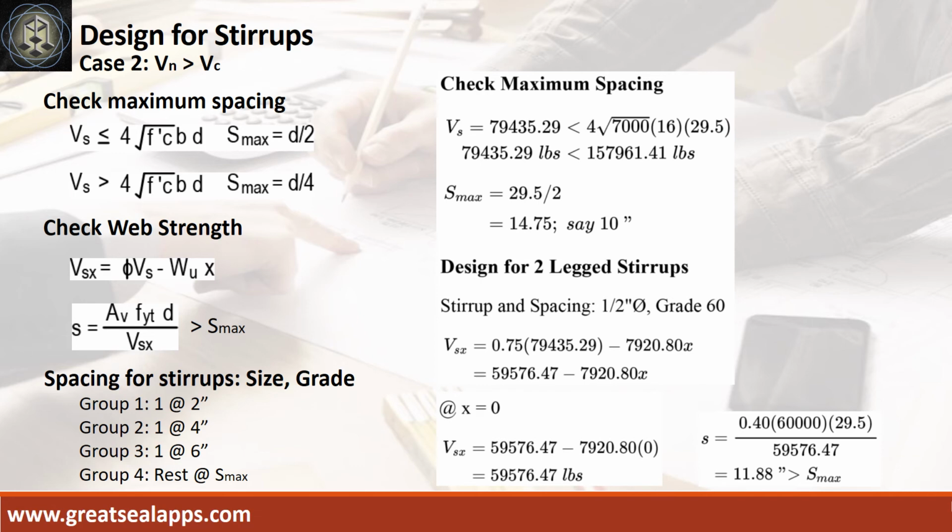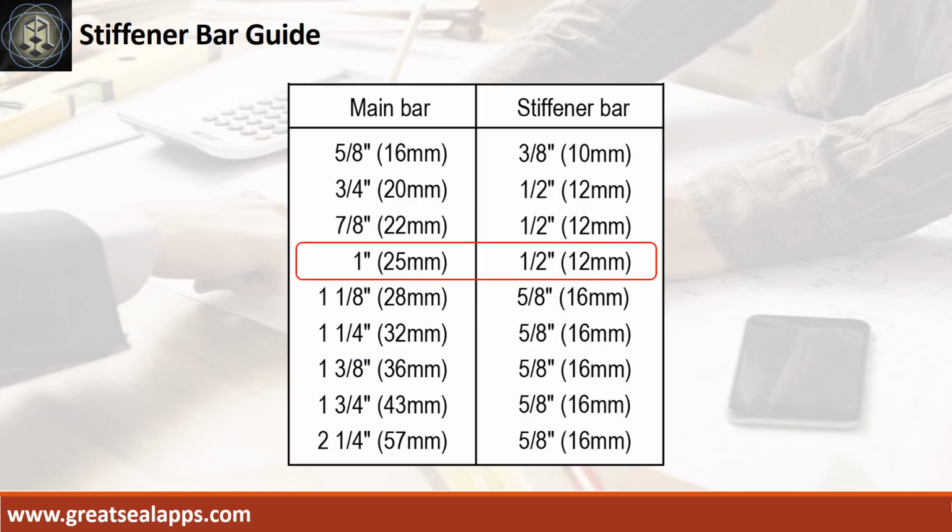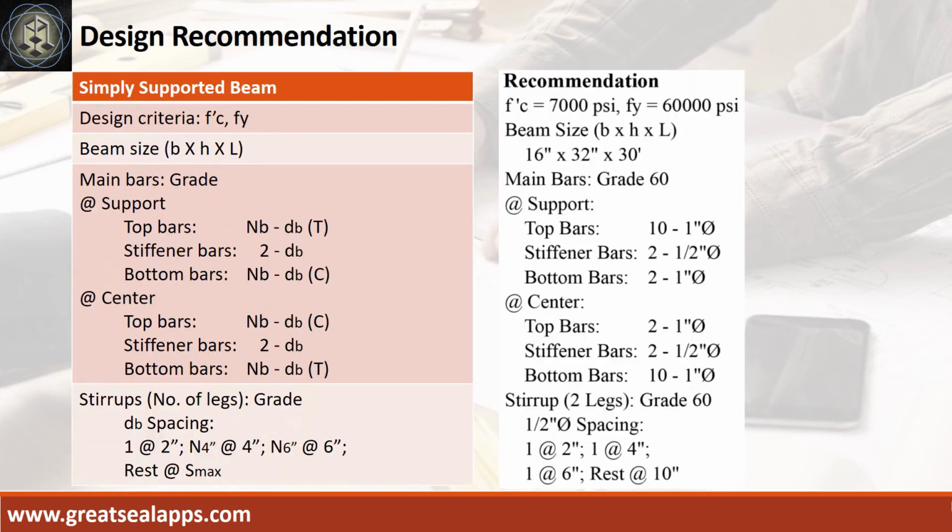Maximum spacing is 10 inches. The shear force at the face of support is 59,576.47 pounds, and the initial spacing is 11.88 inches. The stirrup spacing is as follows: 1 at 2 inches, 1 at 4 inches, 1 at 6 inches, rest at 10 inches. For 1 inch diameter main bars, use ½ inch diameter stiffener bars.